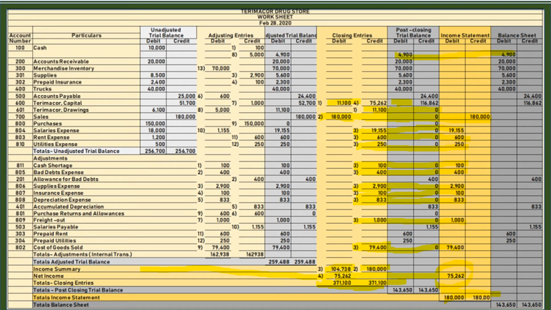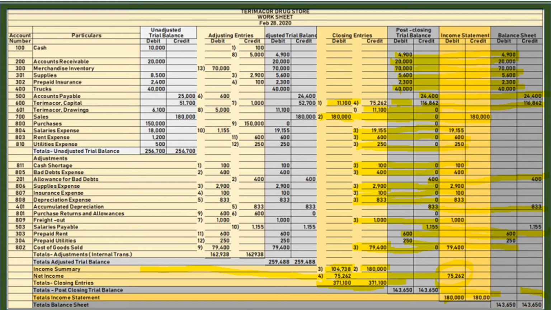So we have cash forwarded to the balance sheet, then accounts receivable, then the merchandise inventory, then the supplies, then prepaid insurance, trucks, then we have the accounts payable, then the capital, then the allowance for bad debts, then allowance for depreciation, then salaries payable, prepaid rent, then prepaid utilities. So these are the real accounts.